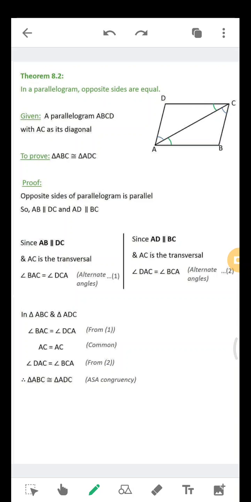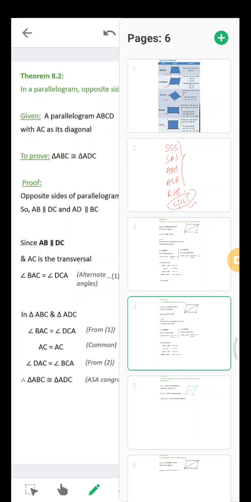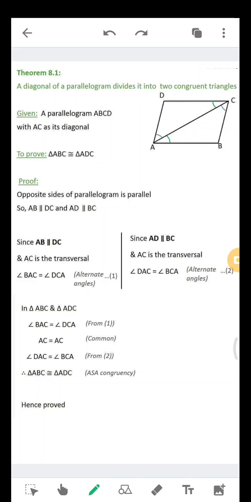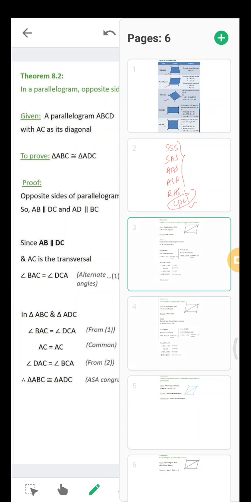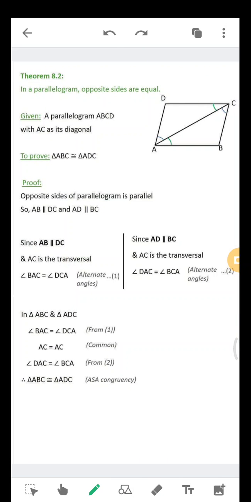Again I am using the ASA congruency rule here. There is no difference between the first and the second theorem. Now I have proved that these two triangles are congruent. So I can say by CPCT that the opposite sides are equal.